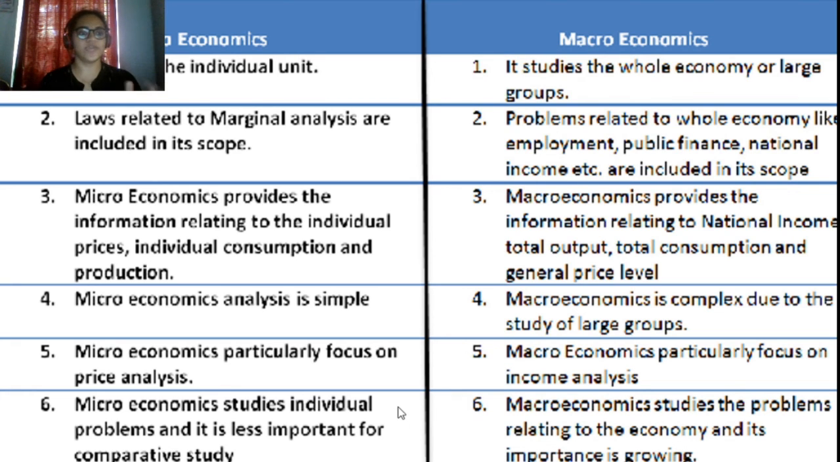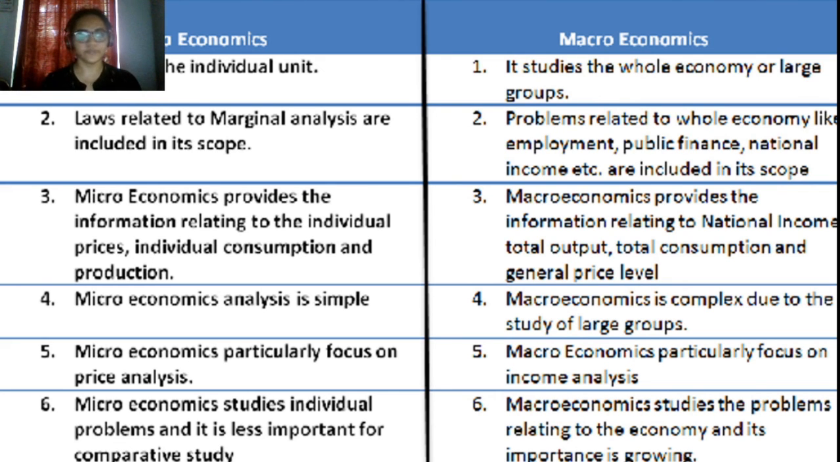Microeconomics studies the individual unit, whereas macroeconomics studies the whole economy or large groups. Microeconomics is very simple, whereas macro is a bit more complex as we are dealing with large groups. We can say microeconomics is a worm's eye view, whereas macroeconomics gives a bird's eye view towards a problem. It is much more elaborate than microeconomics.